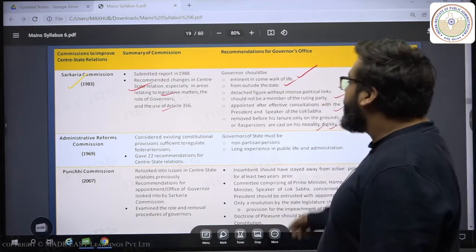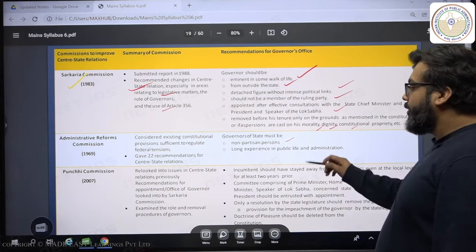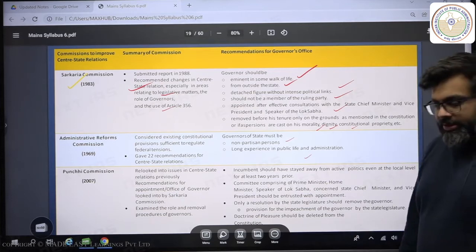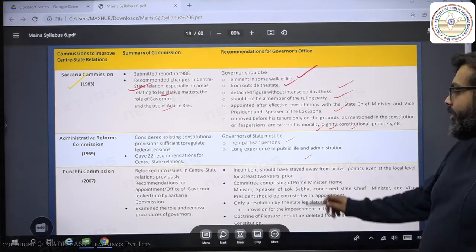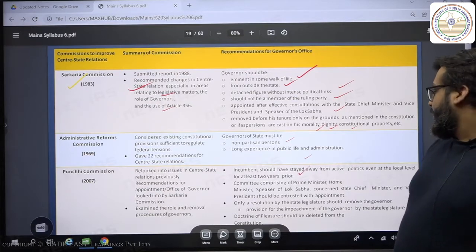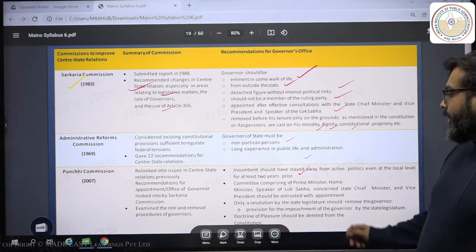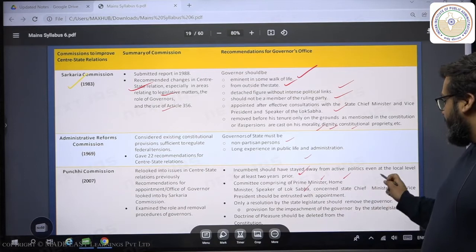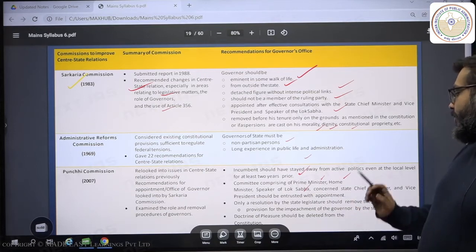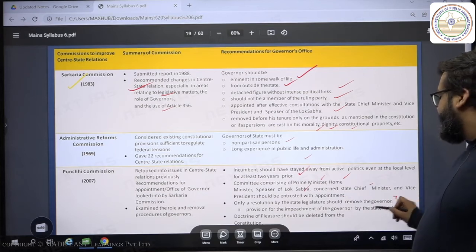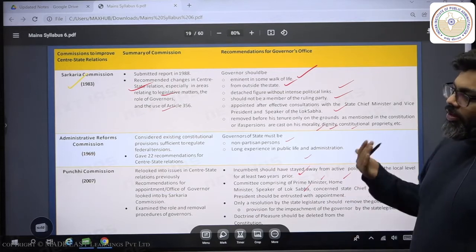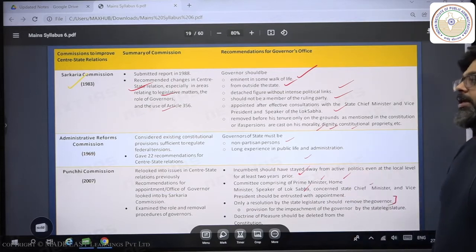Then the ARC says that governors should be non-partisan people, should have a long experience in public life and administration. And most recently in 2007, the Punchi Commission said that the governor should have stayed away from active politics in any form for at least 2 years. There should be a committee comprising the PM, the Home Minister, Speaker of the Lok Sabha, concerned Chief Minister, and Vice President, and only a resolution passed by the states should be the reason why the governor is removed, so that there is a procedure of impeachment of the governor by the legislature, just as there is an impeachment of the president.